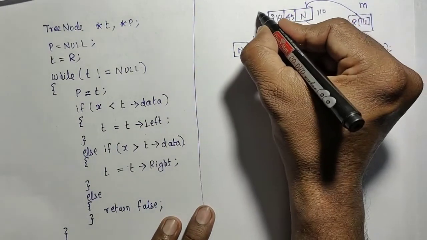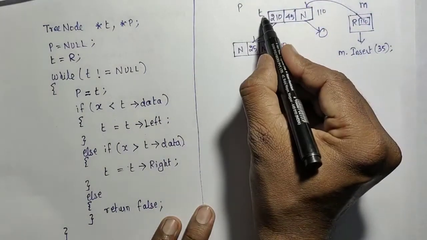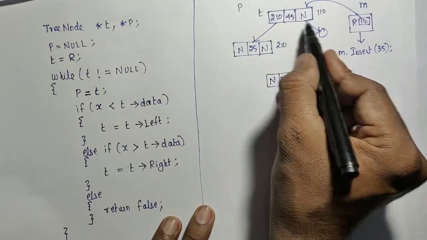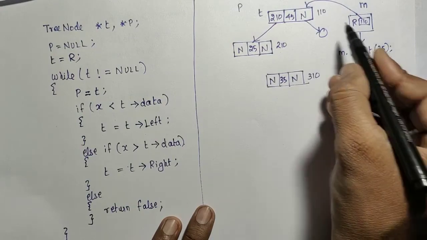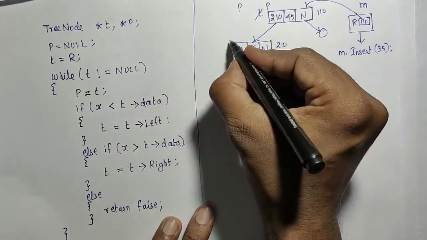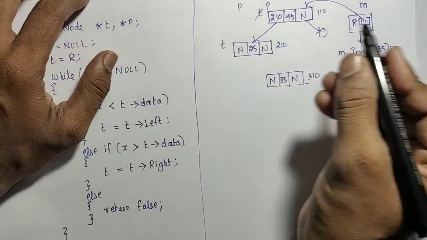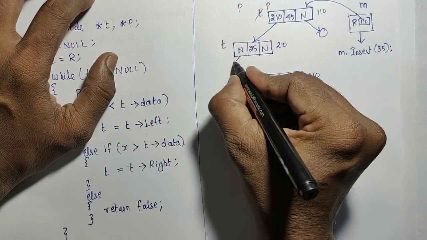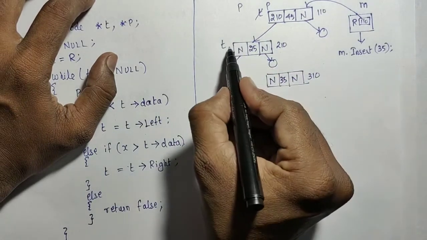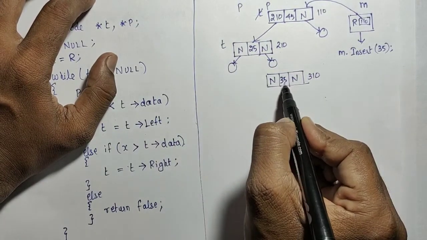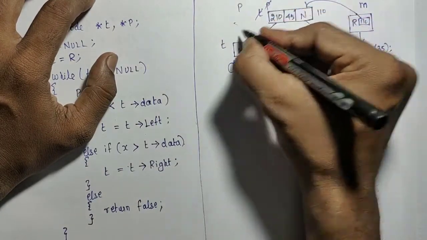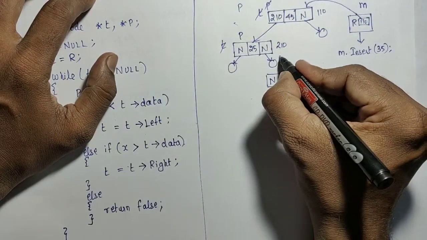So here this is t and this is p. t will be moved either to the left side or the right side. t data is 45 and x is 35, which is lesser, so p will be this one and t will be moved to the left side. Now t data is 25, 35 is greater, so t will be moved to the right side, so p will be moved here, and t will be moved to the right side.